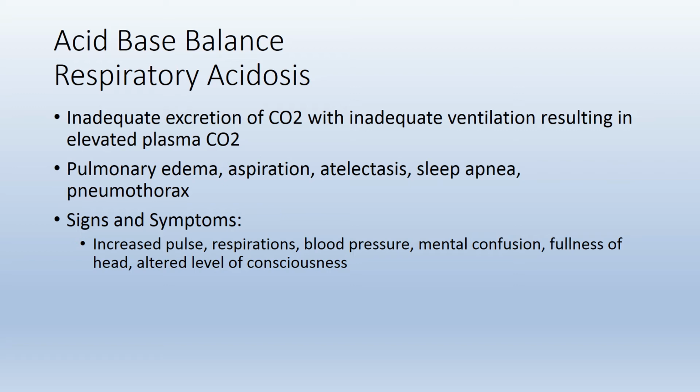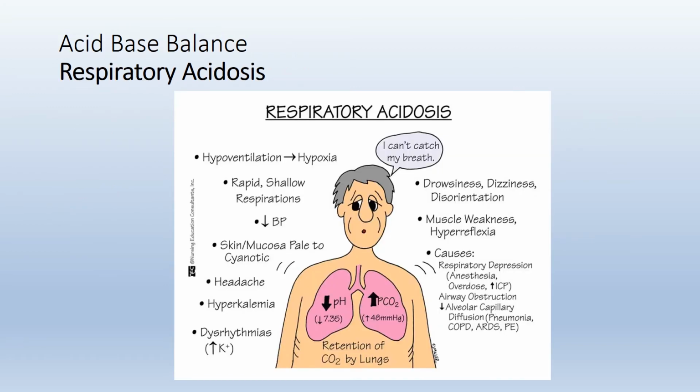So typically when we have too much CO2 in our blood, it's a vasoconstrictor. So what happens is we're going to have increased pulse, respirations, blood pressure, altered confusion, fullness of the head, and altered level of consciousness. So this just kind of tells you what respiratory acidosis is, okay?